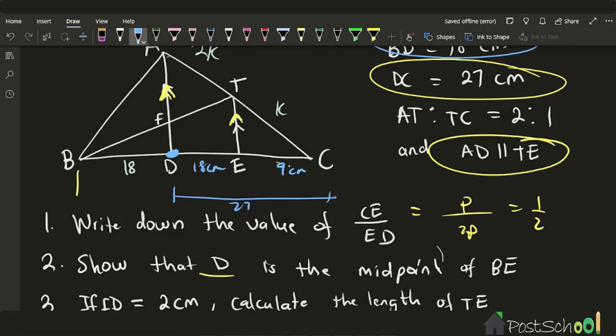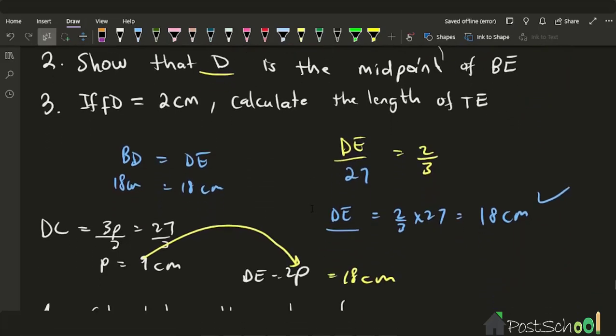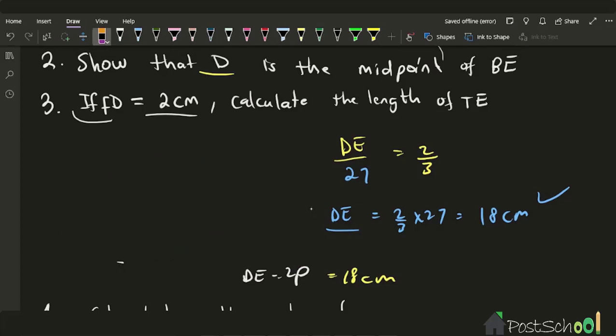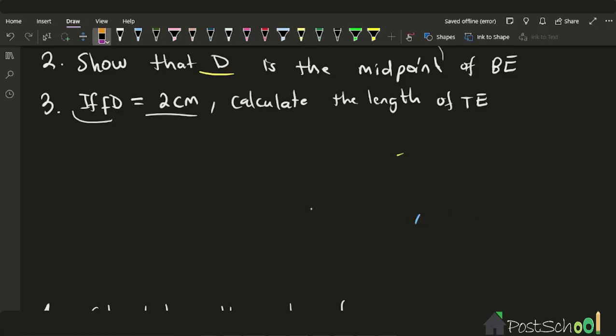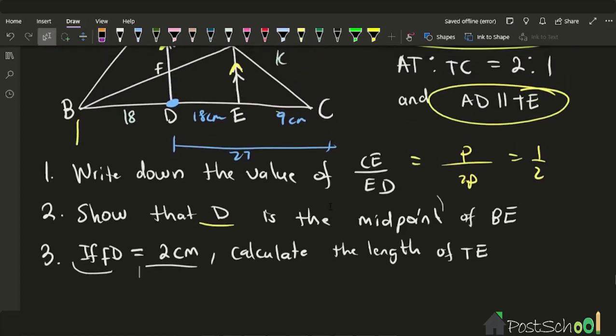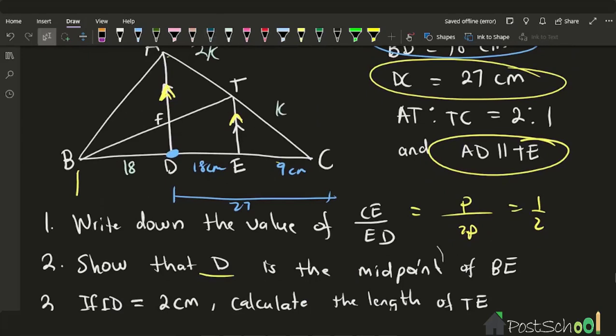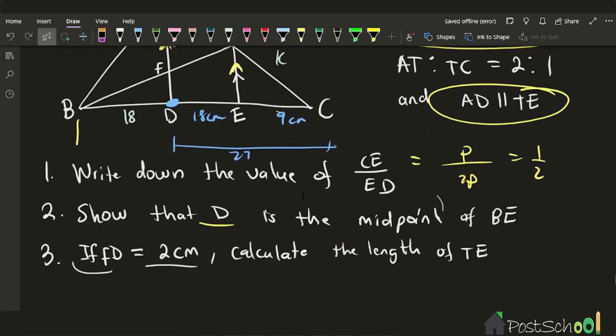Okay. Now let's solve for this one, which says if FD is equal to 2 centimeters, calculate the length of TE. How would we calculate the length of TE? Right. So this is how we calculate the length of TE. Well, we are given this one. We're given this guy, that this is 2 centimeters.